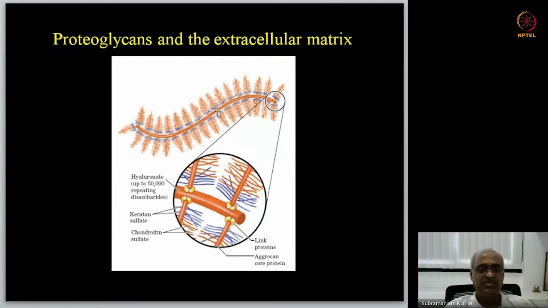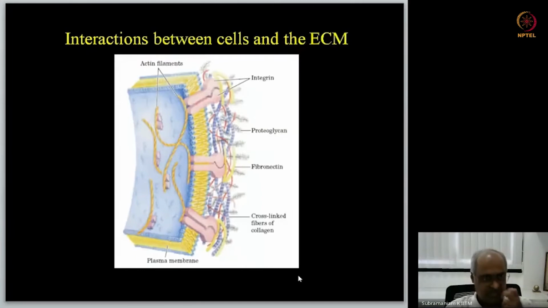But if you look at each one of them, they are core proteins. So you have multiple proteins here in one single molecule. And each protein has multiple shorter heteropolysaccharides. And all of them are attached to one long hyaluronic acid. So this gives you an overall view of the extracellular matrix environment.